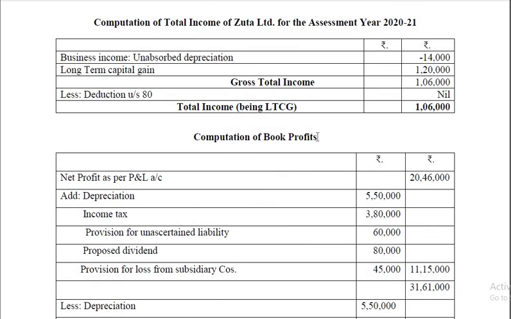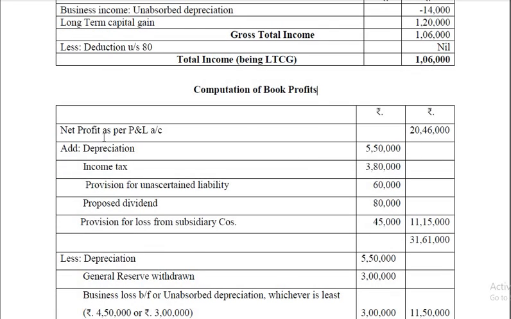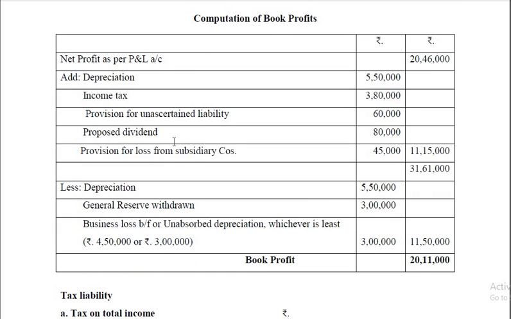Now come to computation of book profit. I already told you the starting point is net profit as per profit and loss account. Depreciation has to be added back. The same amount should be deducted unless depreciation consists of depreciation on revaluation of assets. Supposing depreciation debited to profit and loss account is 5,50,000 and that consists of 1 lakh towards revaluation of assets, then 5,50,000 should be added and 4,50,000 should be deducted. But no such things are there here, therefore 5,50,000 is added and 5,50,000 is deducted.